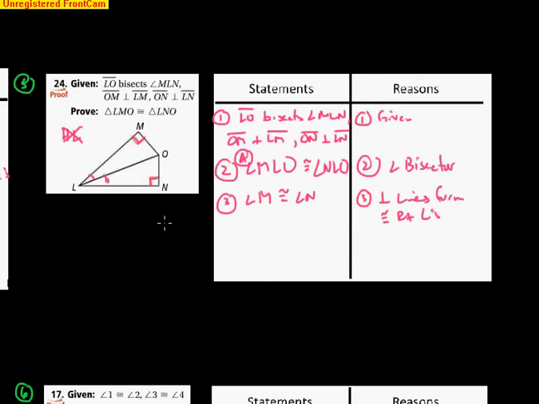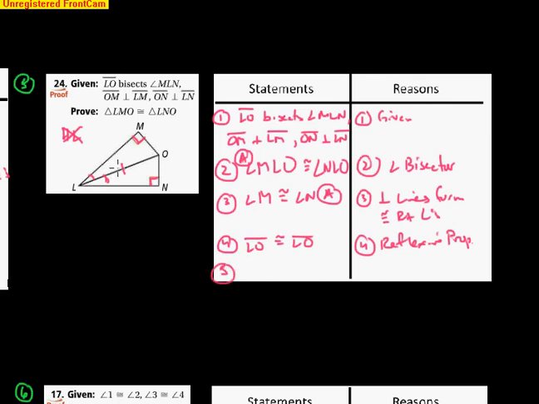Okay? And there's another pair of angles. So again, this is why I'm not using HL, because I have 2 pairs of angles. So now I need a side. Well, look at how they touch, right? They share LO. Segment LO is congruent to segment LO. That's reflexive property.